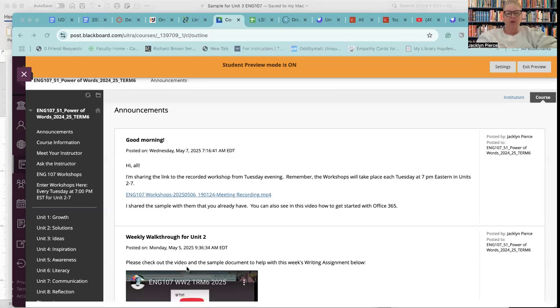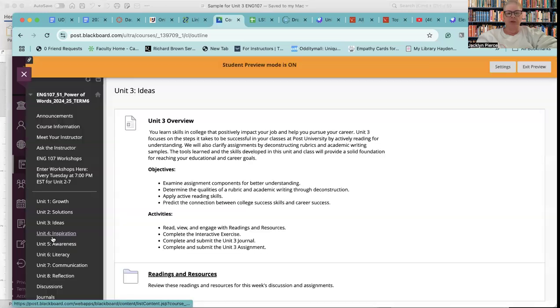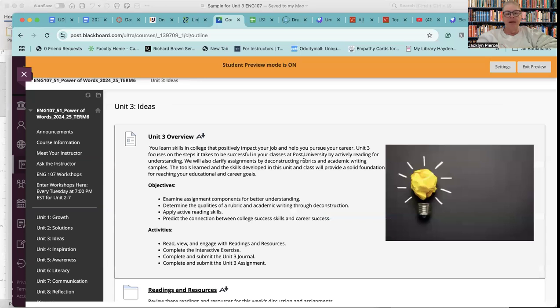So here we are in the course, and we are heading into unit number 3. The theme this week is ideas, and again, you'll notice throughout this course that when we are looking at things in an academic sense, we are also trying to extrapolate how to use that in the work world. Very seldom does a project that you have to do at a job come with a quote unquote rubric. However, it usually does come with parameters that define what you're asked to do for that project. So think about that as you're looking at rubrics.